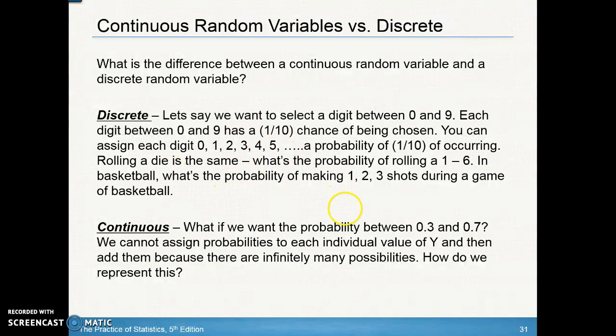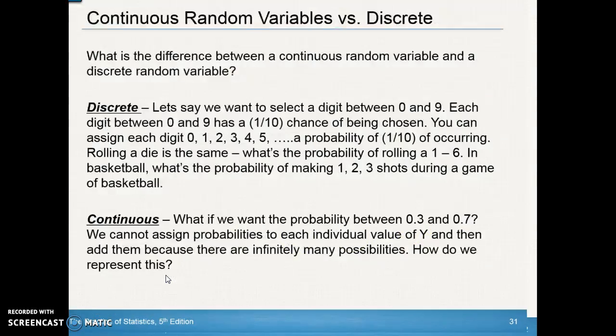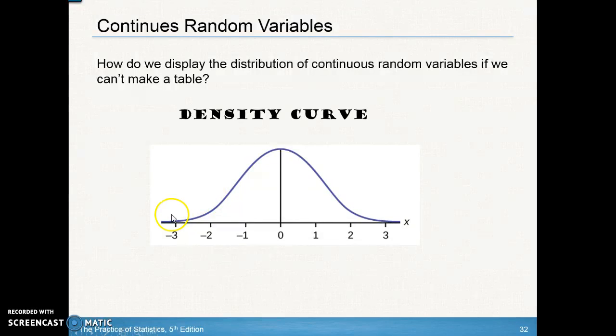In basketball, what's the probability of making 1, 2, or 3 shots during a game? The only possibilities are making 1, 2, or 3. I can write the probability of each of those underneath in the table. However, with a continuous variable, what if we want the probability between 0.3 and 0.7? We cannot assign probabilities to each individual value of y and then add them up, because there are infinitely many probabilities. Between 0.3 and 0.7 is 0.31, 0.32, and we can't assign probabilities to each of those. So with a continuous random variable, we can't make a table with every single probability on it, so we make a density curve.